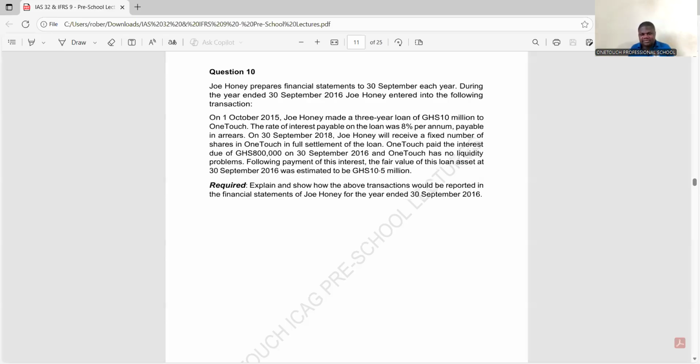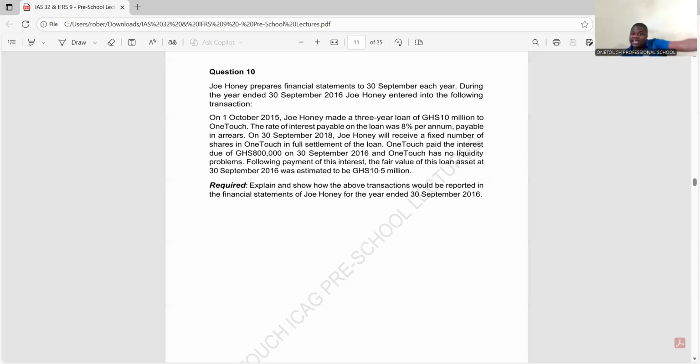So it is a financial asset. Is it at amortized cost? No. Why? Because it pays only interest. Once it's not paying principal and interest, the characteristics of cash flows do not meet the criteria for amortized cost or fair value through OCI. It should be classified at fair value through profit or loss.